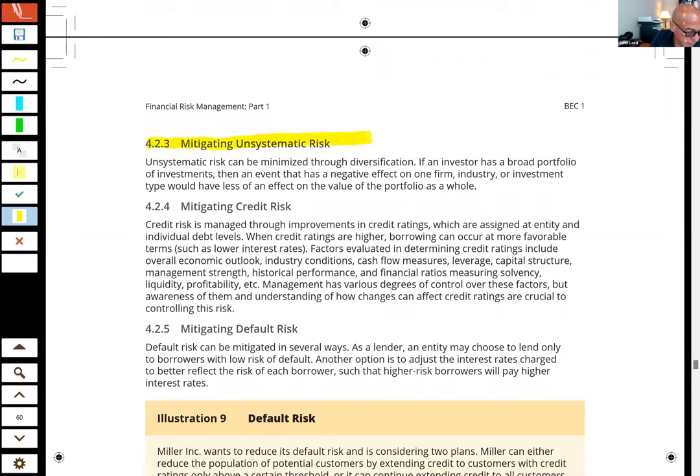Mitigating unsystematic risk. Unsystematic risk can be minimized through diversification. I think we've heard that a number of times here now. Mitigating default risk. Hey, check out the credit of those that you're going to be lending to or investing in to see that they can pay you back, right? And so you would look at their credit ratings, that sort of thing, or maybe you'll ask them for some collateral or something like that.